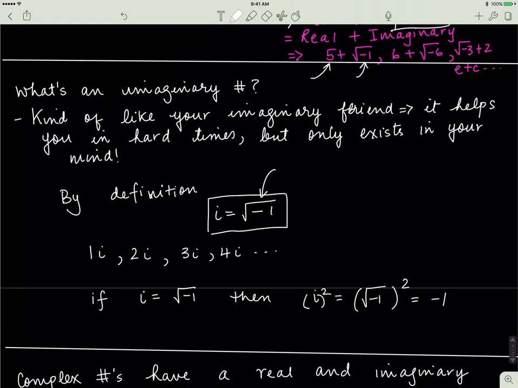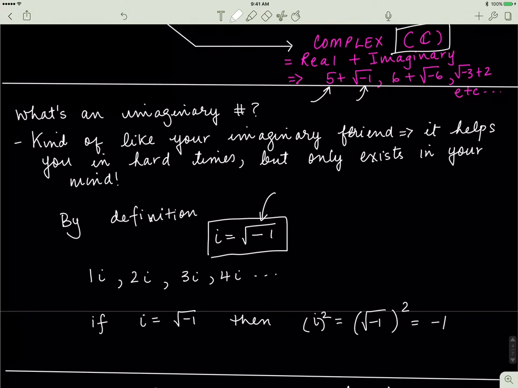So it turns out that I can have lots of imaginary numbers. I can have 1 times square root of negative 1. I can have 2 times square root of negative 1, 3 times square root of negative 1. In fact, I can also have square root of negative 1 times pi, which would turn out to be pi i, right?